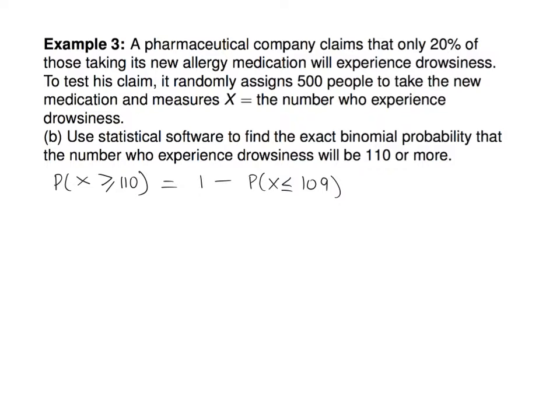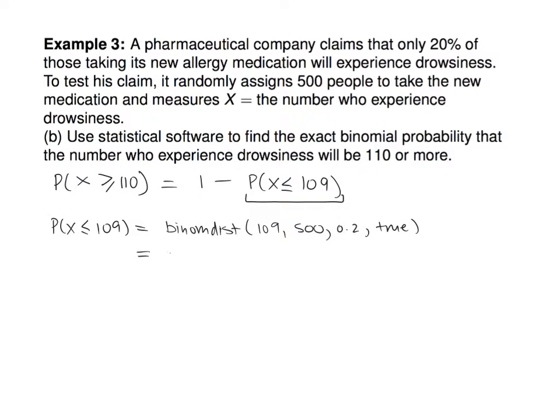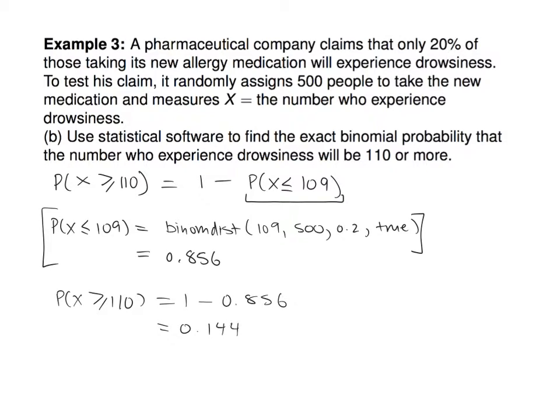Okay? So just to do this part, P of X less than or equal to 109 is BINOM.DIST of 109, 500, 0.2, and true, which gives 0.856. That's just for the 109 part. And so your actual answer is 1 minus that, which is 0.144.